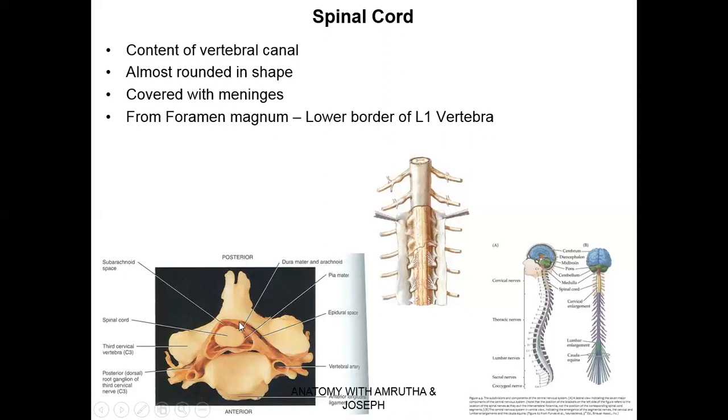So this is the vertebral canal that is seen in a vertebra. So this area is vertebral canal, almost round in shape and covered with meninges. Brain is covered by meninges, dura, arachnoid, pia. Same layers, they will continue in the spinal cord.